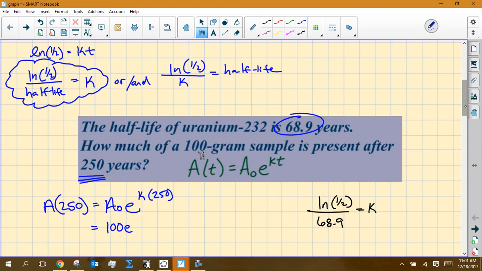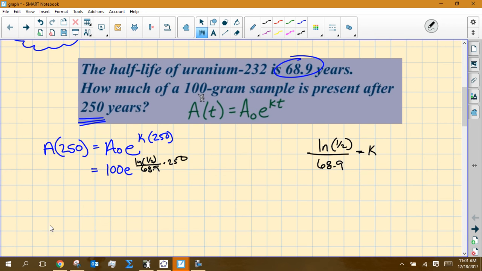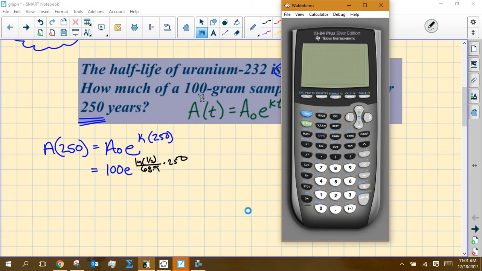Okay, so I'm going to type into my calculator here in a moment, ln of 1/2 divided by 68.9 times then 250 as my exponent. And that should then leave me with an amount at the end. So I go 100, second ln, so gives me my E. Now I just have to be careful with how I type this. I think the easiest thing to do is just ln of 0.5, really.